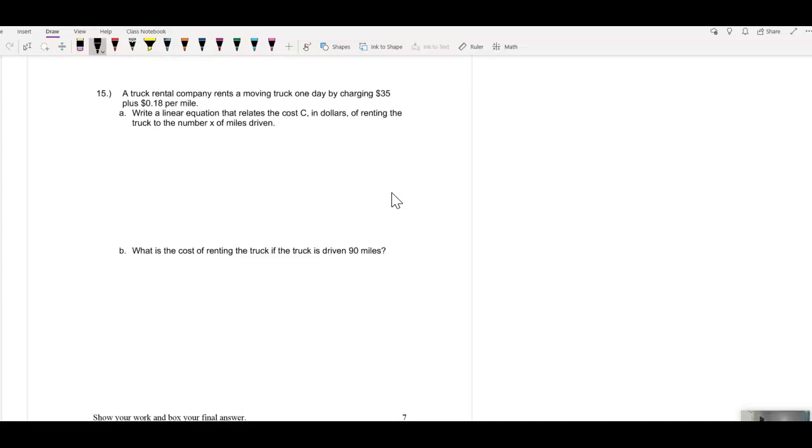A rental truck company rents moving trucks one day by charging $35 plus 18 cents per mile. Okay, so this is going to be a linear equation, and you're trying to write it in this y equals mx plus b form. And remember that the m is the slope, but we also call the slope a rate of change. And the b is the y-intercept, but we also call that the start amount.